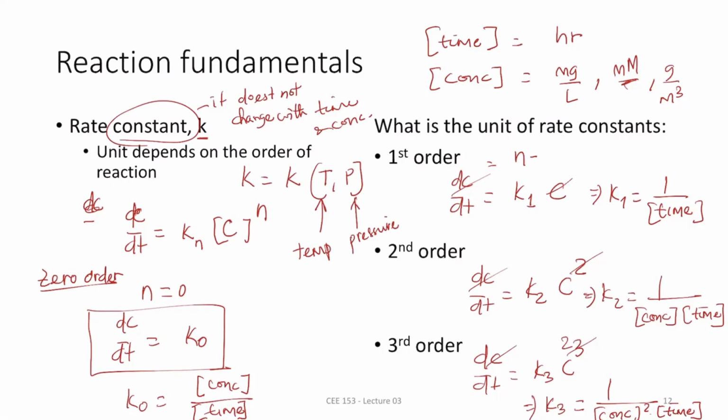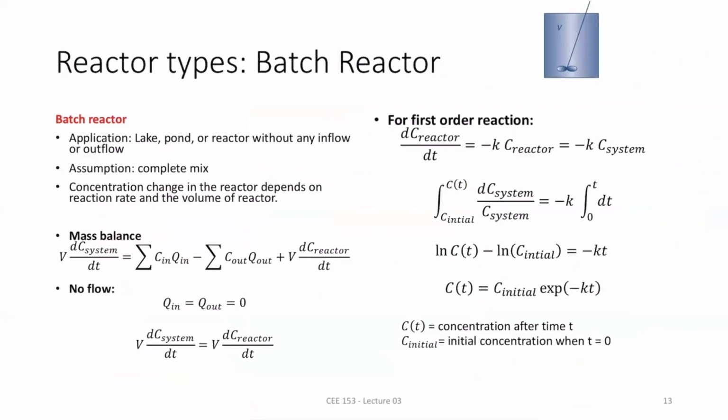Usually these are given to you. The K rate constant is always given in all the questions. So you'll use that to solve for C. So let's see the example.